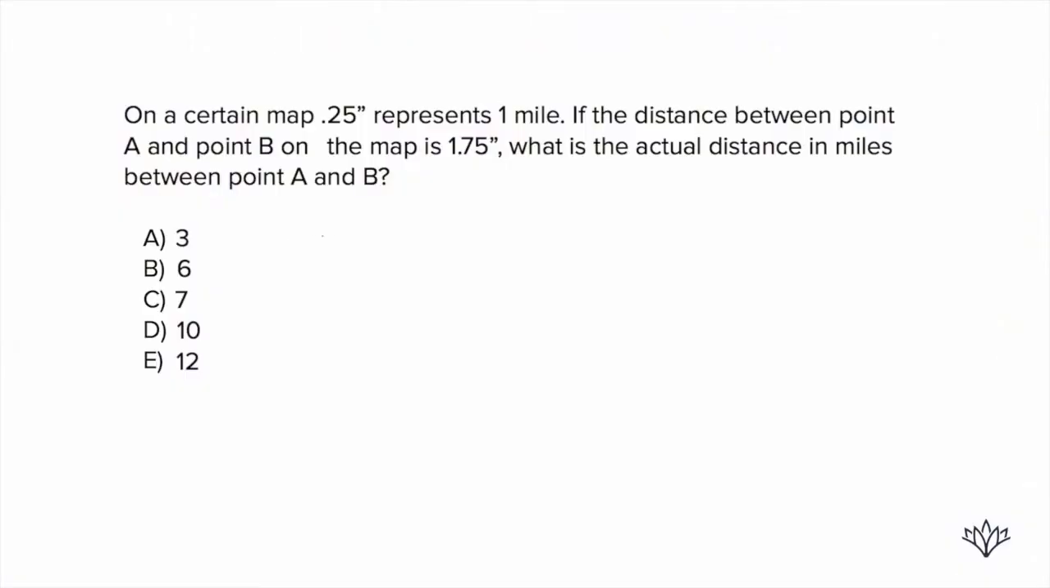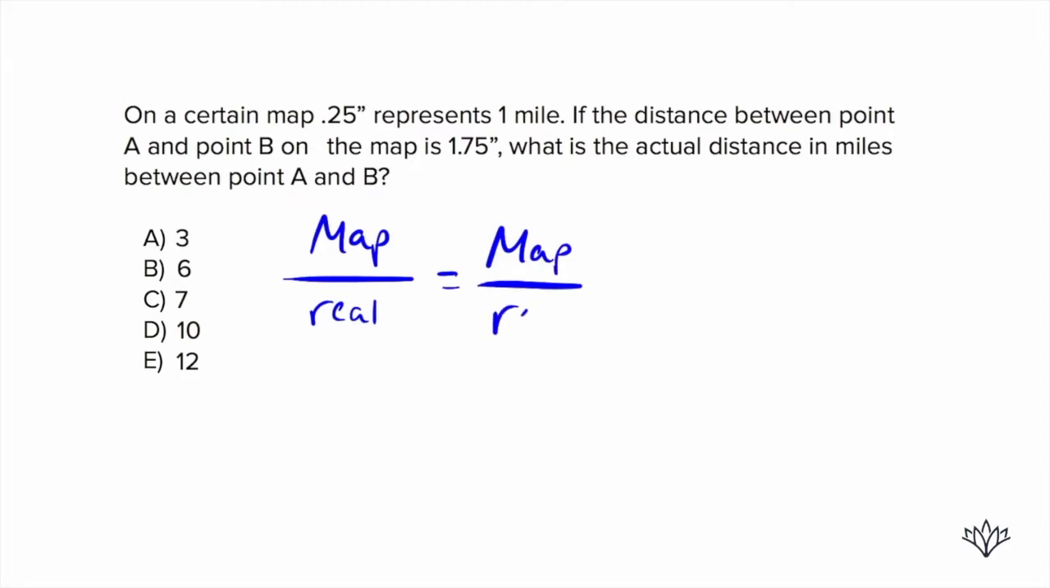So here, all we've got to do is set up a ratio. And here's how we're going to set it up. It's going to be the map distance over the real distance. Okay? Map over real equals map over real. So we're going to start with the information that we have that's complete, and then we're going to take a look at the part that's incomplete. So here's what I mean.